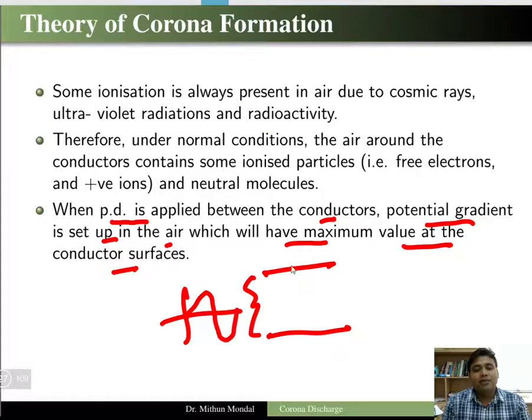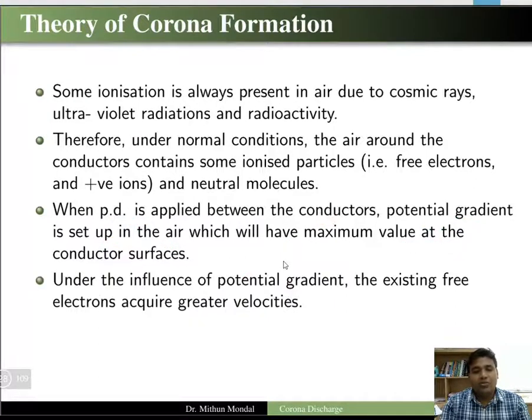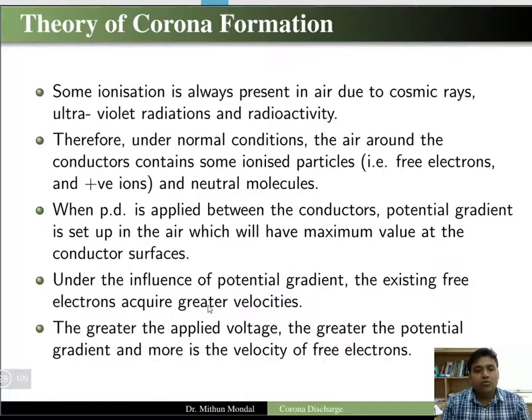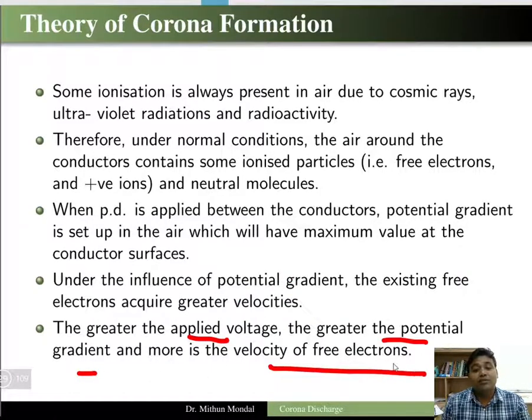So we put an AC supply between these conductors. Due to this potential difference, a potential gradient will be set up in the air, with maximum value at the conductor surface. Under the influence of the potential gradient, the existing free electrons acquire greater velocities. Now, the greater the applied voltage, the greater the potential gradient and the more the velocity of the free electrons. So as the voltage increases, the velocity of the electrons will increase.